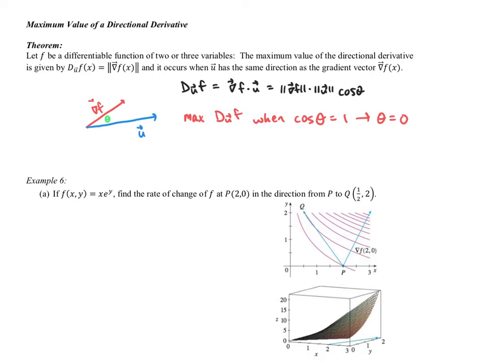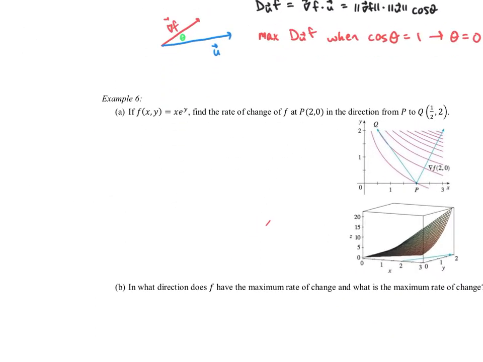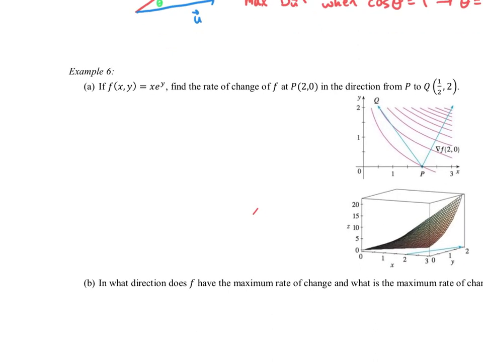Okay, let's do some problems here. We're looking at example 6, and we have the function x e to the y, and we want to find the rate of change of the function at the point (2, 0) in the direction from P to Q. So notice the graph. This graph is not terribly helpful, but that's the surface. This graph is going to be the level curves, and we're dealing with this point right here at (2, 0).